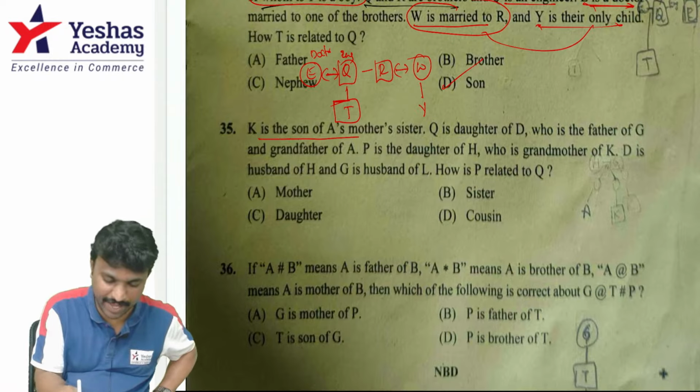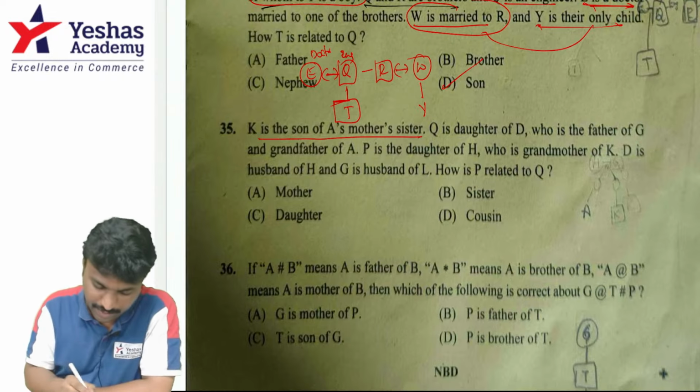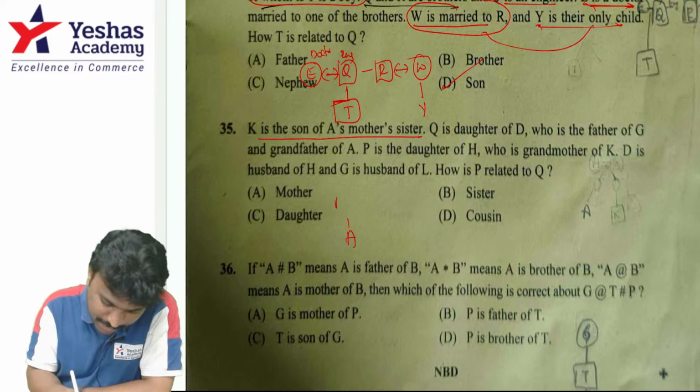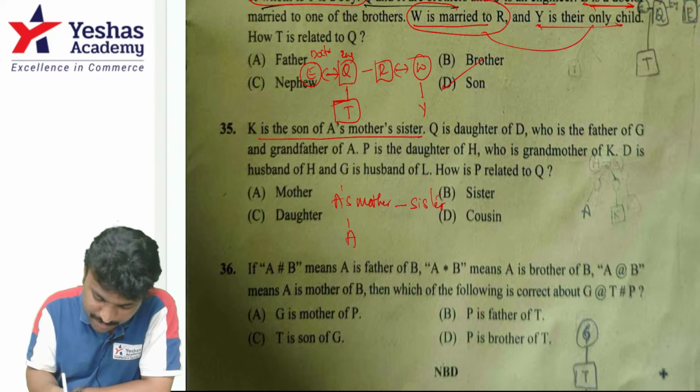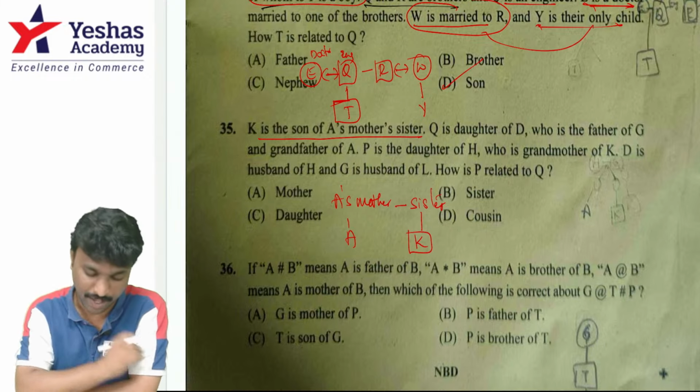K is the son of A's mother's sister. First of all, A, A's mother over here. A's mother's sister is here, and A's mother's sister's son is K. K is over here. Have you understood? Moving on.